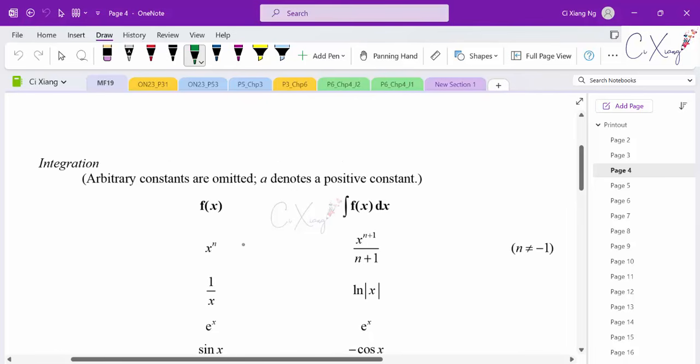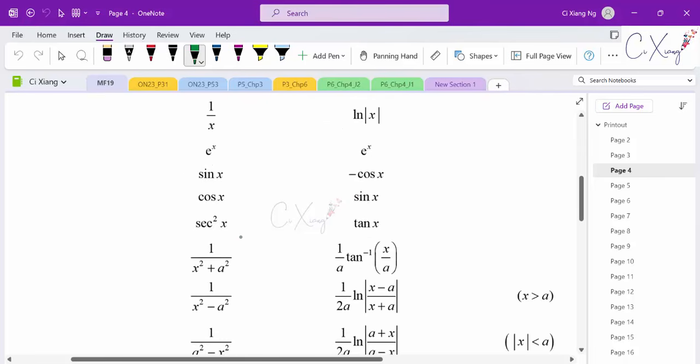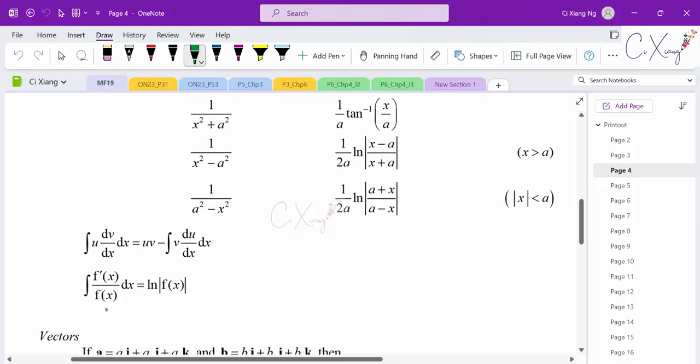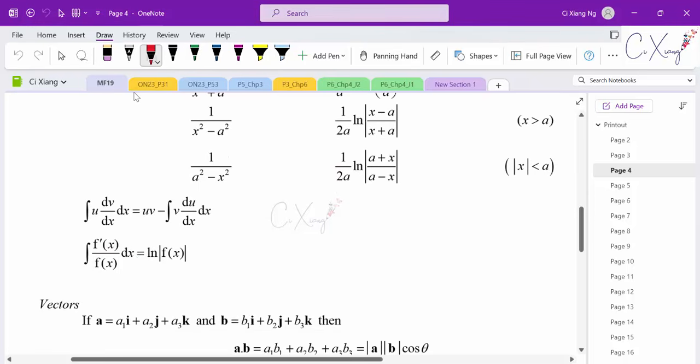Oh, sorry, I don't think that it is provided. Wait, let me have a look. This one, yes, it is provided. So you can have a look here.